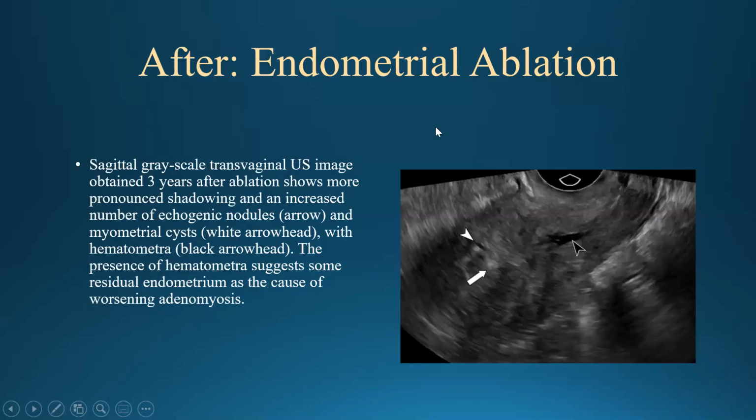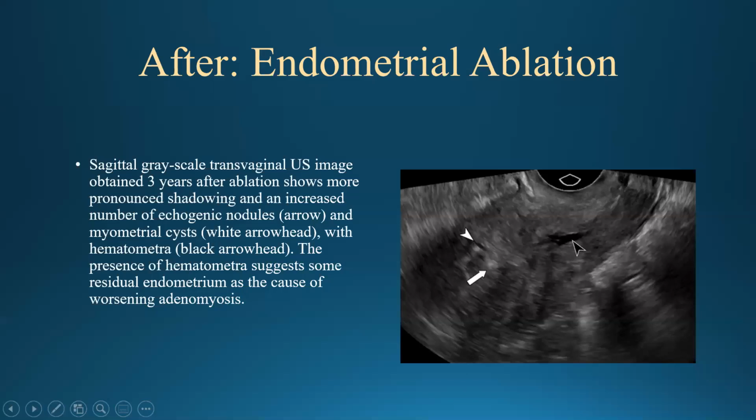This picture was taken with a pronounced shadowing, and there is an increased number of the echogenic nodules, as we could see here in the arrows. The white arrowheads show this, and the black arrow shows the hematometra. This blackish part inside the cavity is a hematometra. This is blood accumulated inside the cavity. It represents some residual endometrium as a cause of worsening adenomyosis.